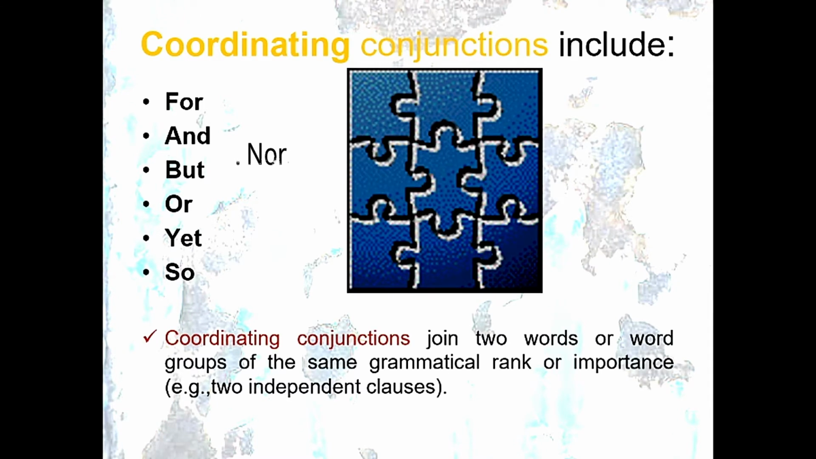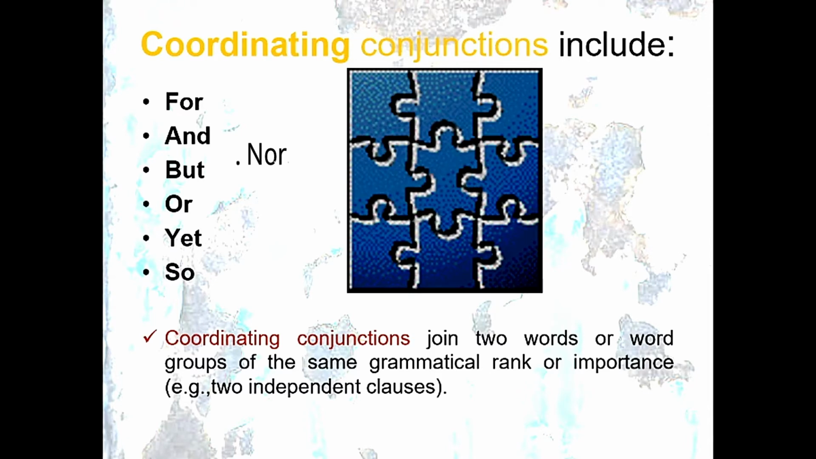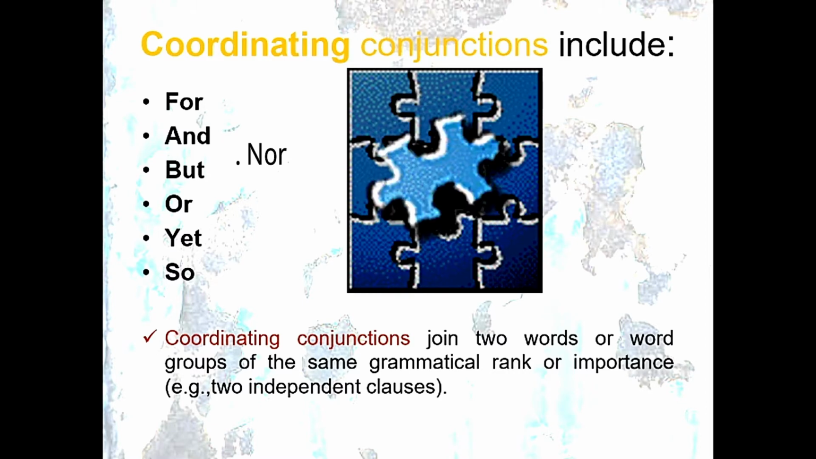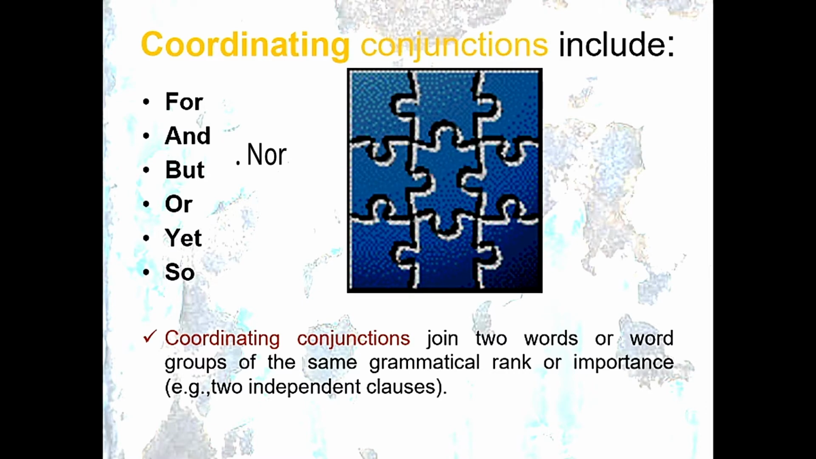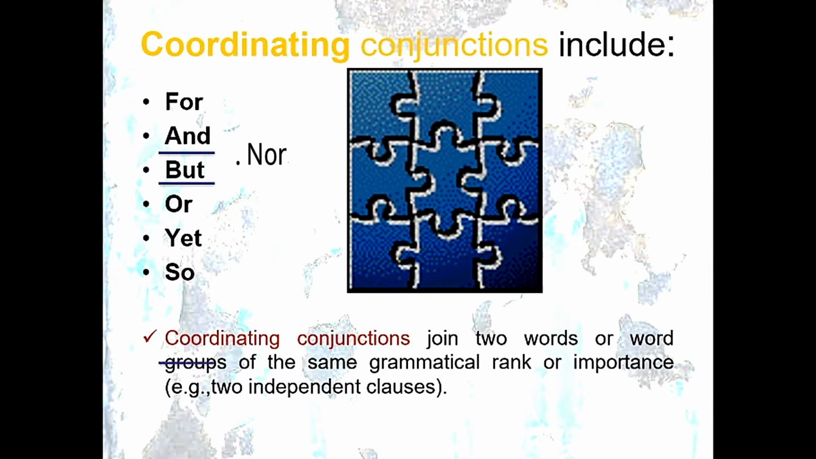Coordinating conjunctions join two words or word groups of the same grammatical rank or importance. Example, independent clauses. I will be explaining to you what independent clauses are, but before that, I want you to be informed that in this lesson, we will be using only three coordinating conjunctions, and these are and, but, and or. Let's continue.